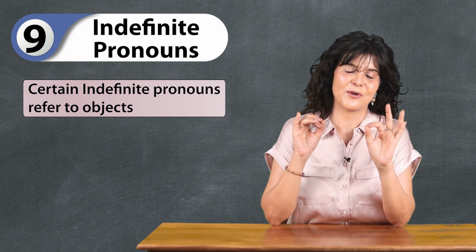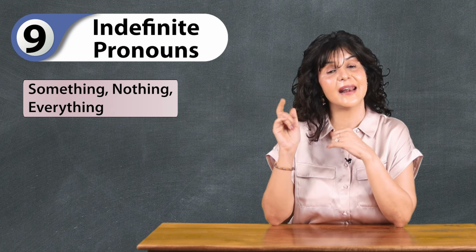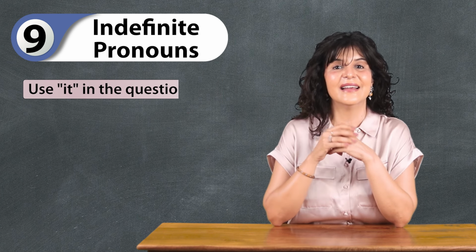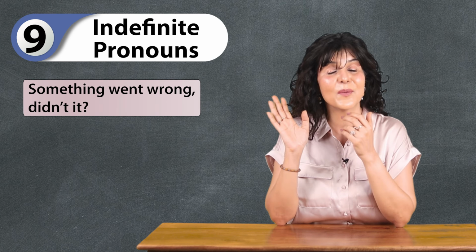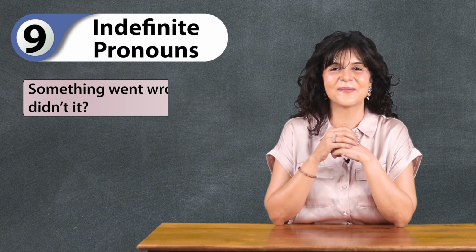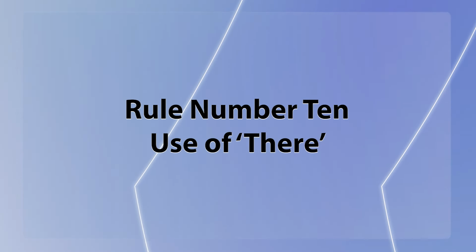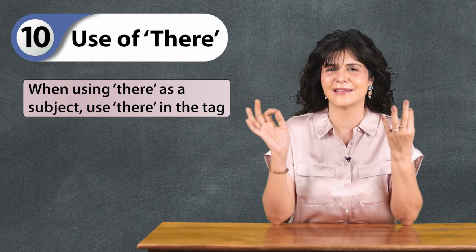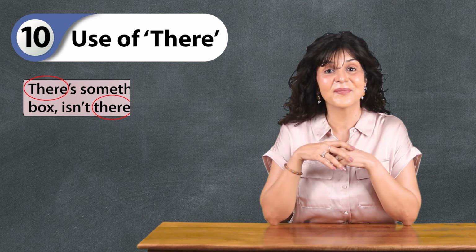Certain indefinite pronouns, however, refer to objects rather than people, like something and nothing. For these, we're going to use it in the question tag. Nothing is impossible, is it? Something went wrong, didn't it? Rule number 10, use of there. When using there as a subject, use there in the tag. There's something in the box, isn't there?